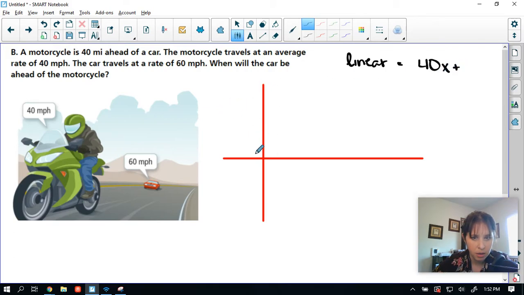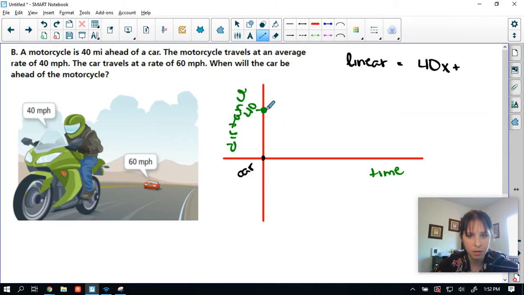And so here's the car. And the motorcycle is 40. So I'm going to use this as distance, and this is time. So the motorcycle is 40 miles ahead. It's growing at a rate of 40 miles per hour.